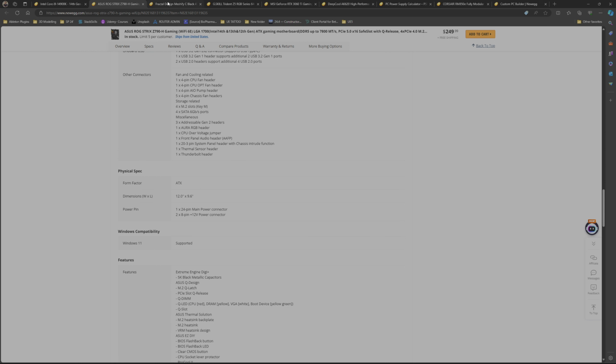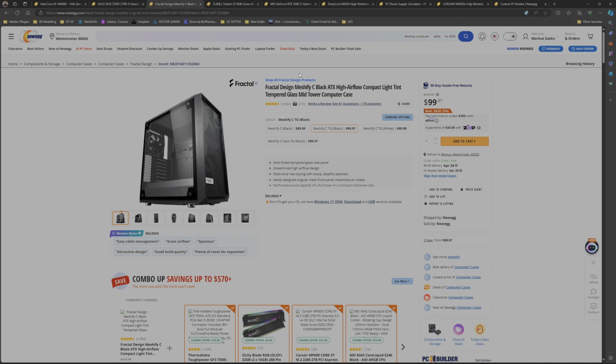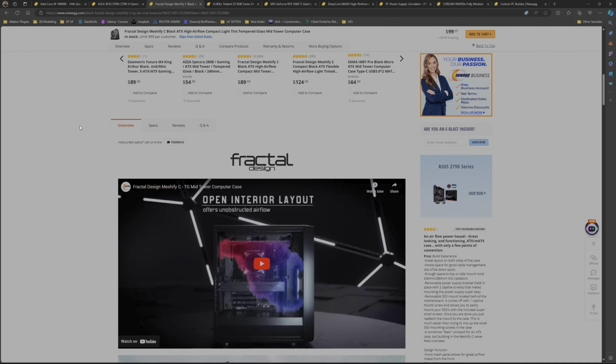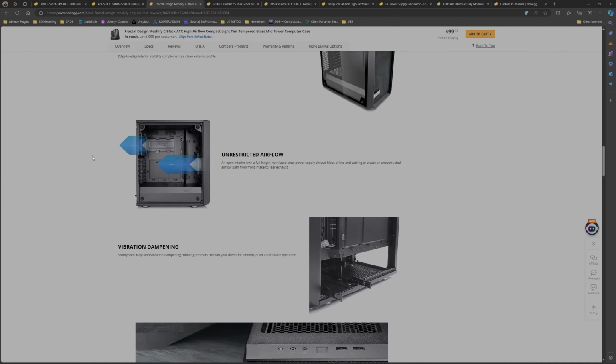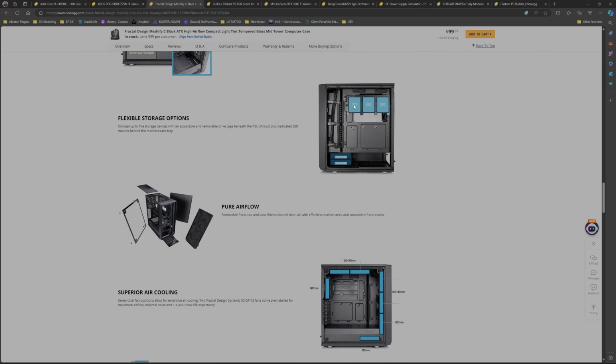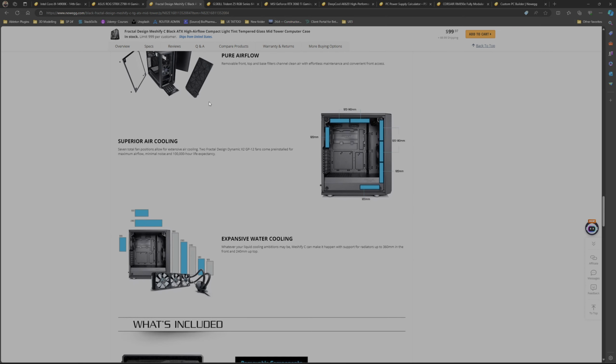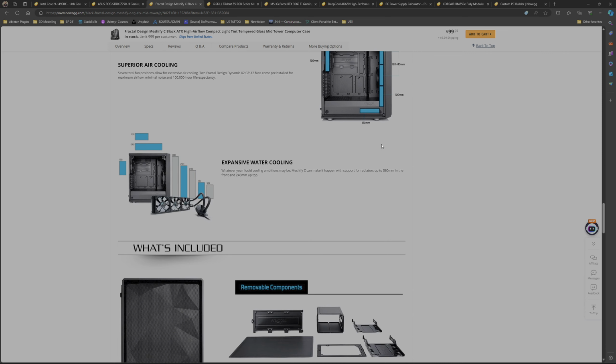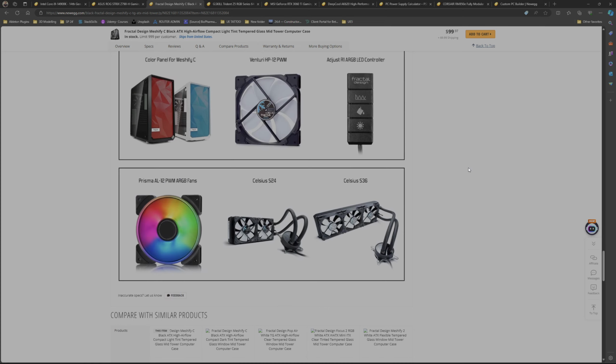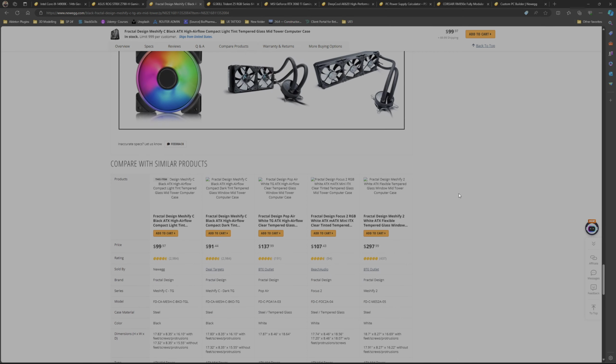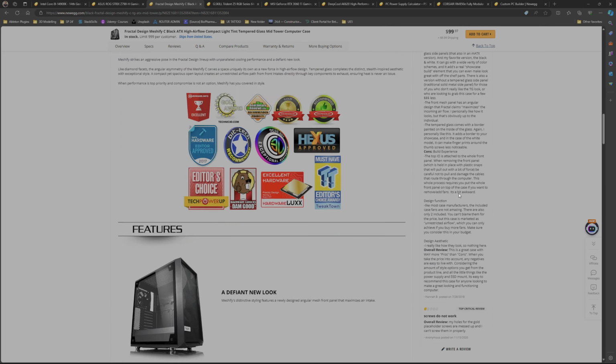So let's go ahead and look at the case then. Oh, look at this. Fractal Design, ATX, high airflow, compact, tempered glass, mid-tower computer case. This case, it's not that big. It's very, very quiet. I barely hear it even when things are running. And so now we know it takes an ATX form factor. And I will say, guys, this thing keeps it very, very cool. So with that being said, we now know the case we have.